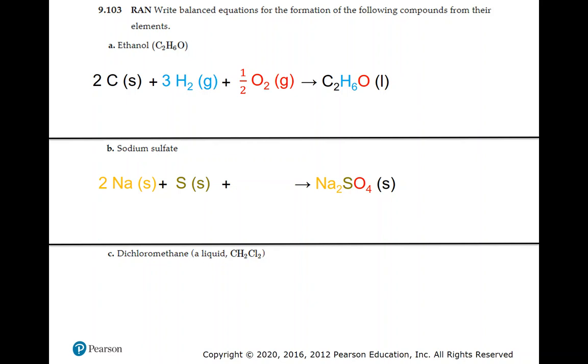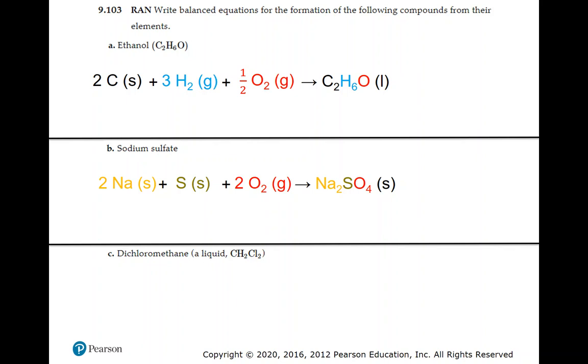And then finally for oxygen, we have 4 moles of oxygen atoms. Of course, oxygen, as in the previous problem, is a diatomic gas, so we need a 2 in front of that to get to our total of 4 moles of oxygen atoms that we have in sodium sulfate. And so the equation that you see here is the balanced equation for the formation of sodium sulfate from its elements.